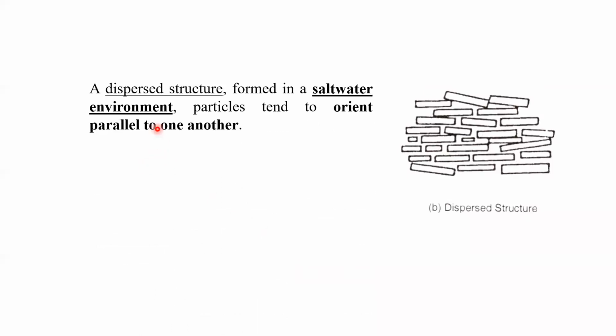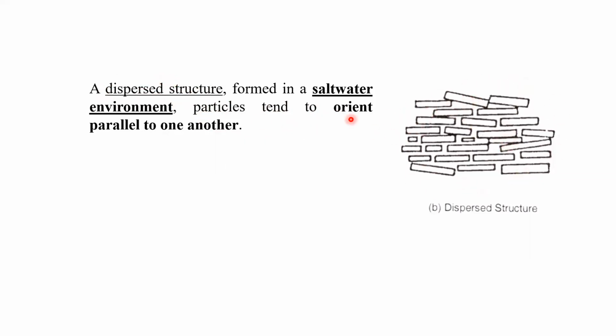Next is the dispersed structure. The first one was the flocculated structure, and this is called the dispersed structure, which forms in a salt water environment. Whenever the soil is deposited by salt water, in that case, whatever structure is going to be formed below the ground level, in the case of fine grain soil, it will be the dispersed structure. The structure will be like that, right?